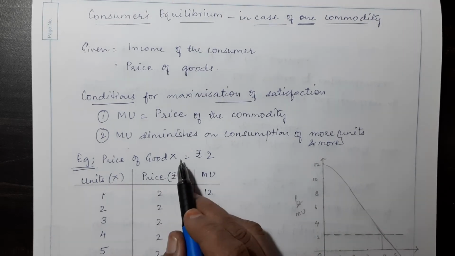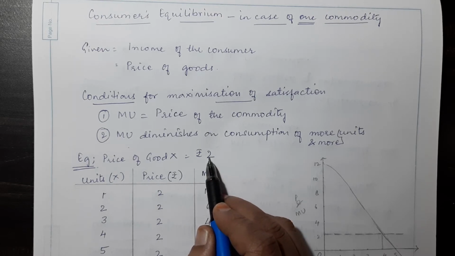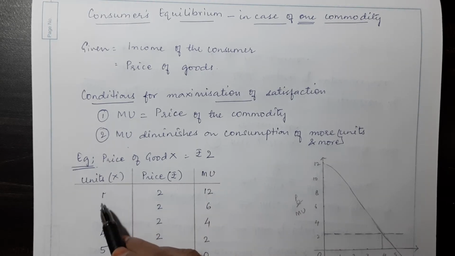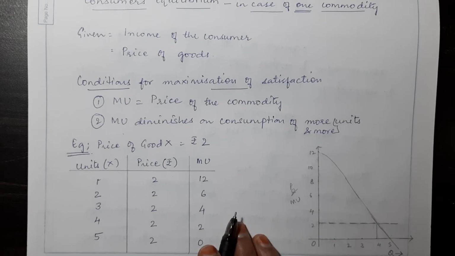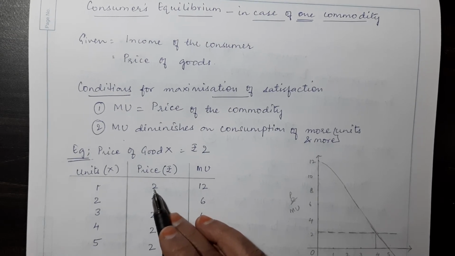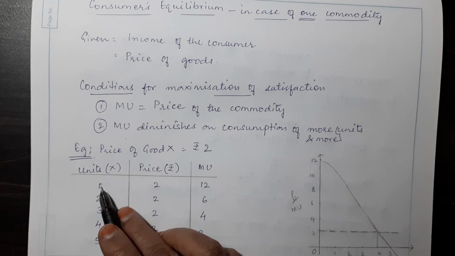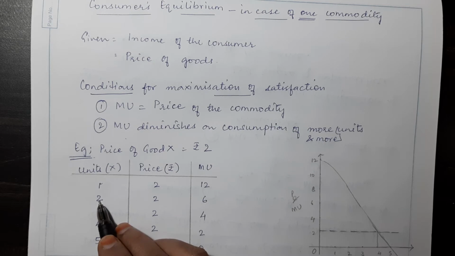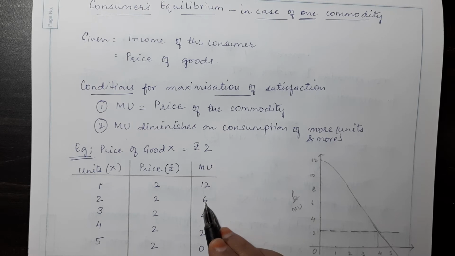Let's take the price of the good X that he is going to consume as 2 rupees per unit. Now let's assume that he consumes 1, 2, 3, 4 and 5 units of the good. What is the price of the first unit? 2 rupees, where he is getting a satisfaction of 12 utils. That means marginal utility on consumption of 1 unit is equal to 12 utils. Now he consumes 2 units. Again, each unit is priced at 2 rupees and he gains a satisfaction of 6 utils.